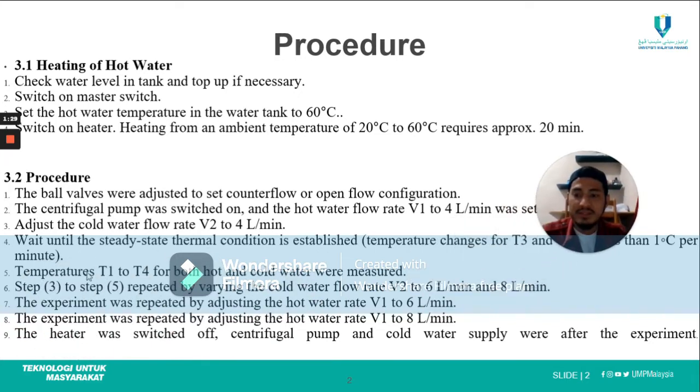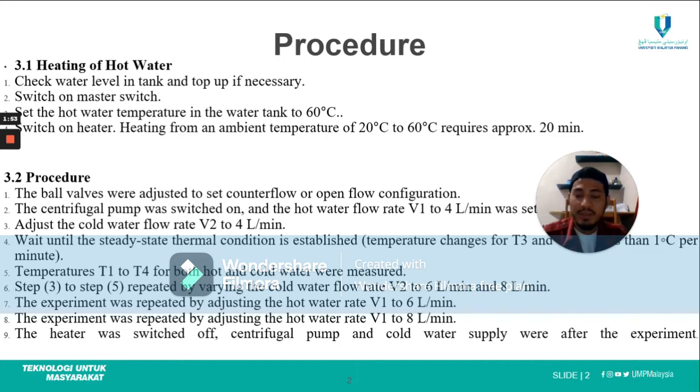So next, temperatures T1 to T4 for both hot and cold water were measured. The sixth step is to repeat step 5 by varying the cold water flow rate V2 to 6 liters per minute and 8 liters per minute.